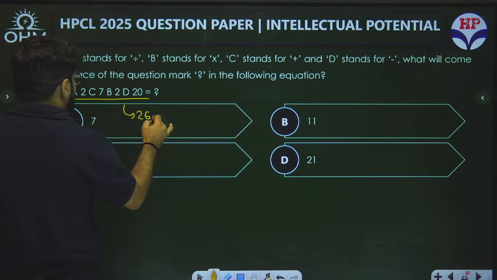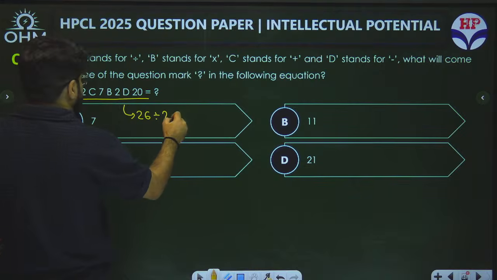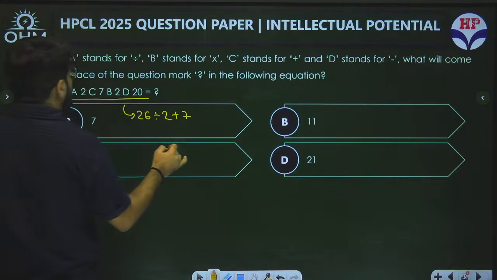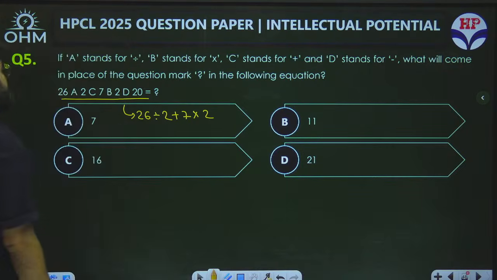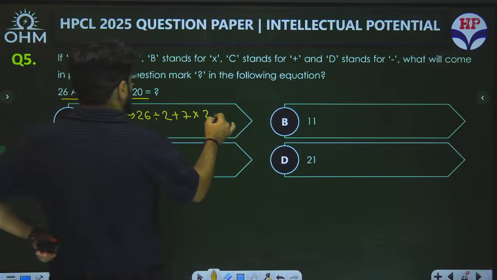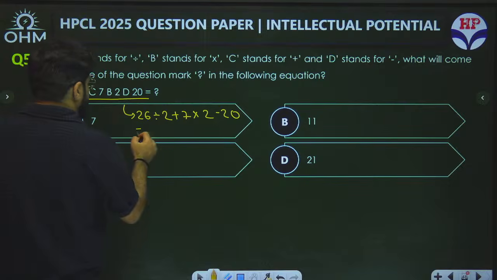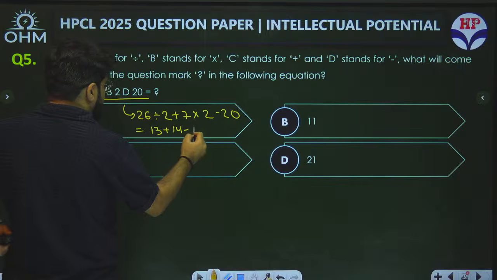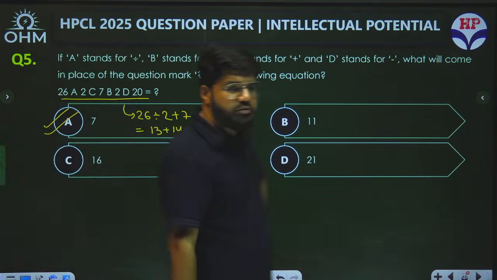Now A is division, 26 divided by 2. Then C is how much? Just carefully keep reading. Plus. So plus 7. B is into, so into 2. Then D is minus, so minus 20. You have to do this. So 26 by 2 division I'll do first, 13, plus multiplication 7 into 2, 14, and minus 20. 27 minus 20 is 7, your answer, option number A itself.